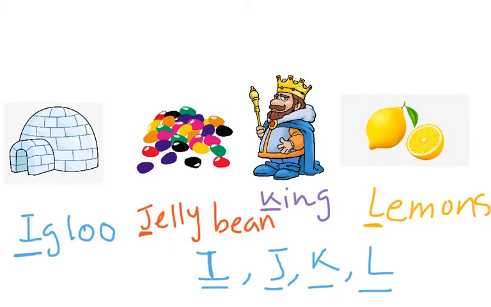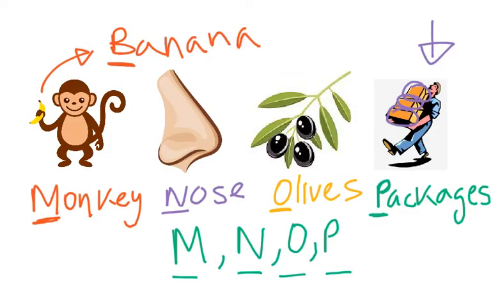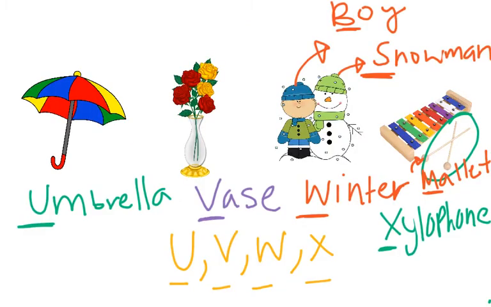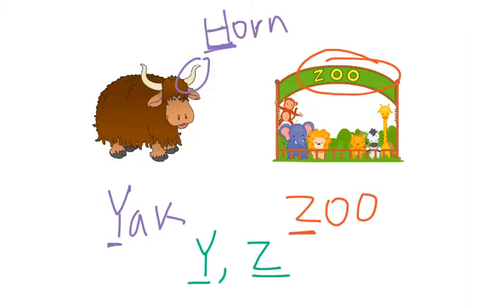We went over the letters I, J, K, and L. We went over the letters M, N, O, and P. We went over Q, R, S, T, U, V, W, X, and Y and Z.